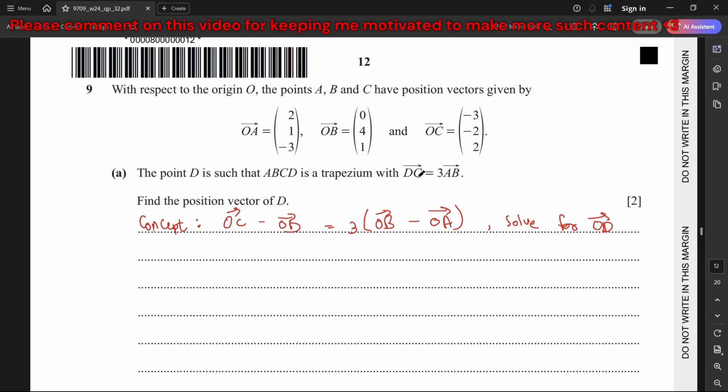So straight away, I don't really think about this kind of questions much. I just express my DC in the format of their position vectors, that is going to be OC minus OD, and AB will be OB minus OA, that is multiplied with 3, and that is the equation that I'm going to get. And then I'm just going to make OD the subject from here. So OD will be equal to OC minus 3 times OB minus OA. Simple as that.